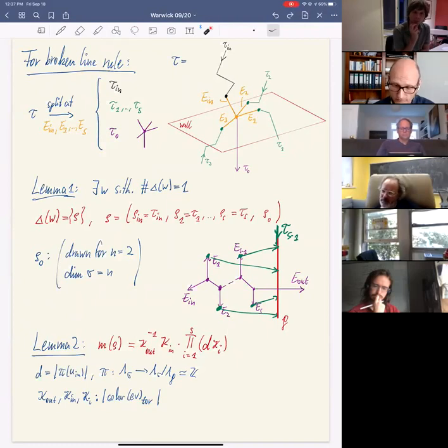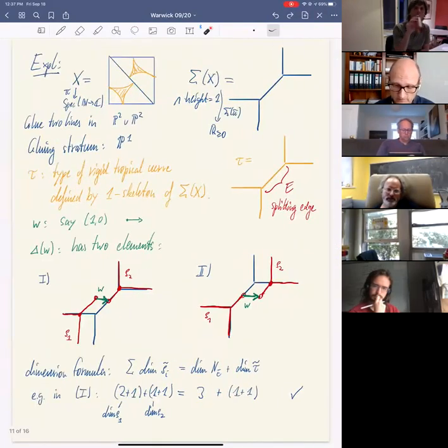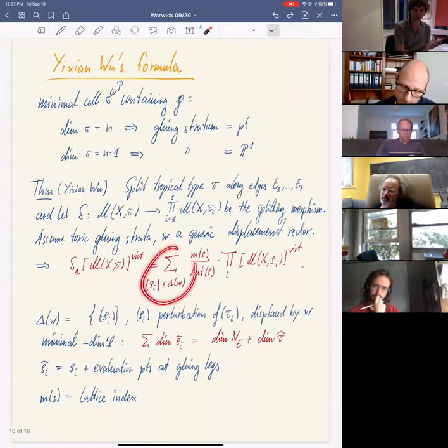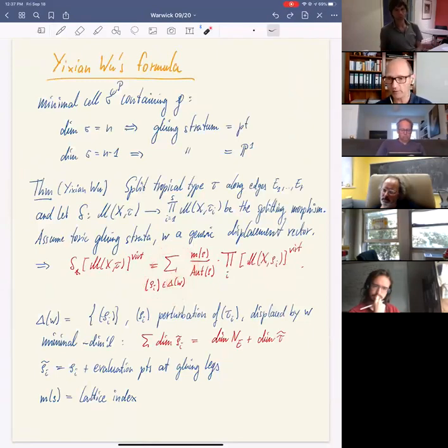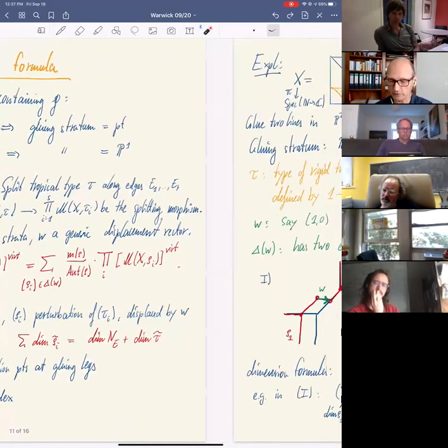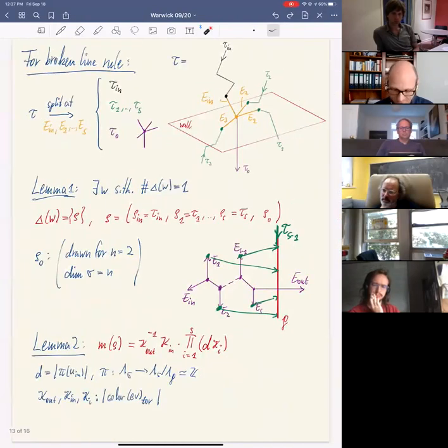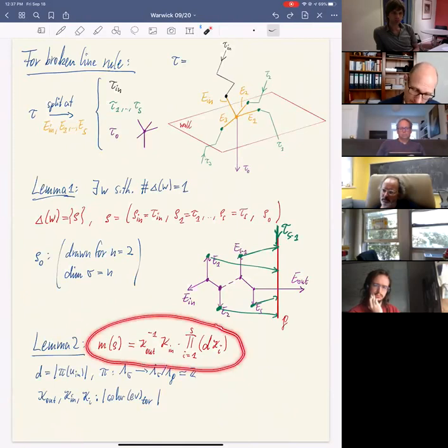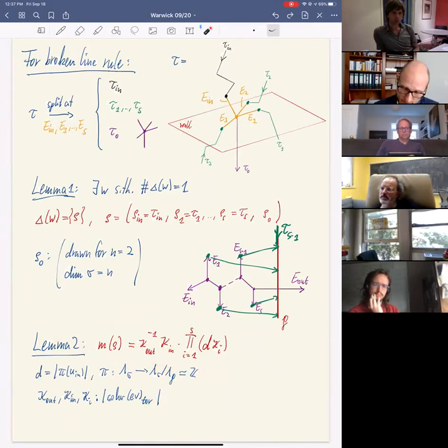So the whole formula over here that runs over delta of W will collapse and have just a single term. Okay, so that was lemma 1. And then lemma 2 is computing this index. And that's just some lattice index computation. I spare you the details. What you get is some factors that you expect. It has to come out right, because we know what the rule is supposed to be.